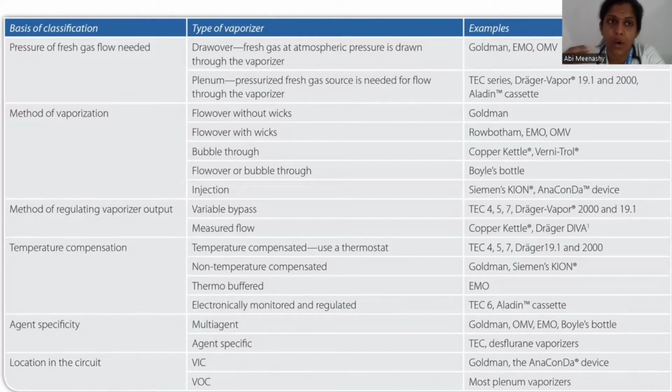You have to classify them according to the fresh gas flow. According to fresh gas flow, either draw over or plenum. According to the method of vaporization, either flow through, bubble through, or injection type. According to your regulating vaporizing output, either variable bypass or measured flow. Then according to temperature compensated, either it is temperature compensated or not. If it's temperature compensated, it is according to thermostat or electrically compensated. Then if it's agent specific or not, then it's inside circuit or outside circuit. So you have 6 points starting here. Each and every vaporizer, you can classify them according to the 6 points.